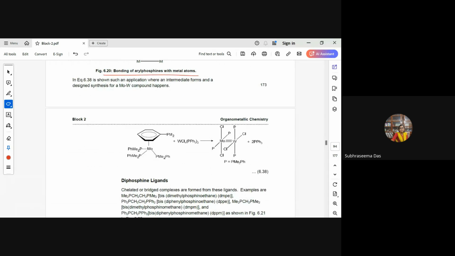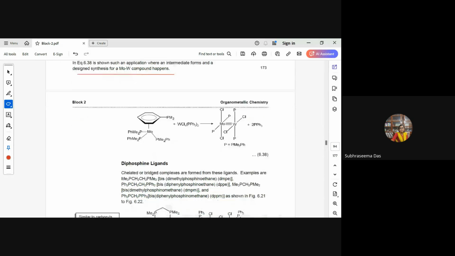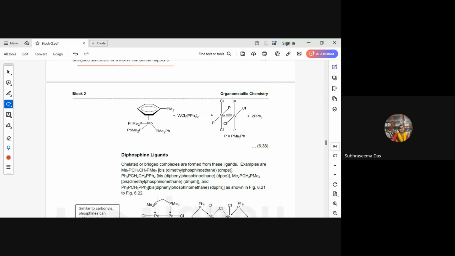In equation 6.38, an application is shown where an intermediate forms, following the design for a molybdenum tungsten compound. This is how, starting with a phosphine, it goes towards the formation of a molybdenum tungsten compound, shown in figure 6.38.